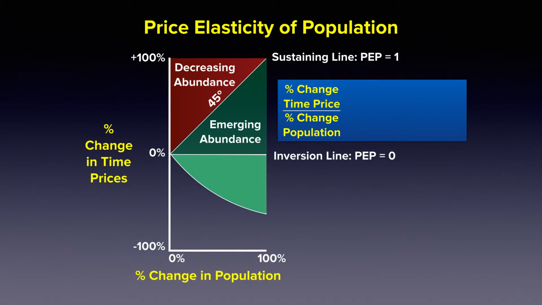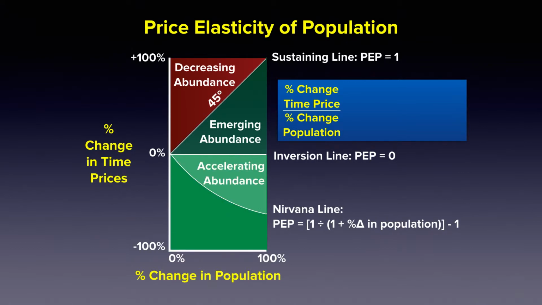We actually have two zones in that area that are of interest. The first zone, that area below is divided by what we call the Nirvana Line, and this is the equation for that line. The Nirvana Line essentially is a situation where prices are decreasing proportionately faster than population is increasing. The area above that Nirvana line we call the accelerating abundance zone, and the area below that we call the superabundant zone.